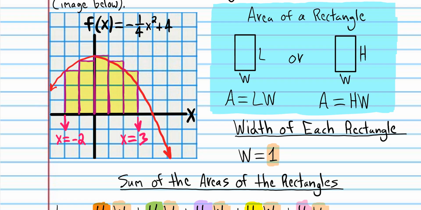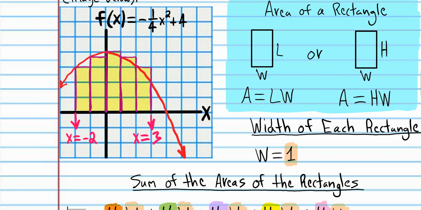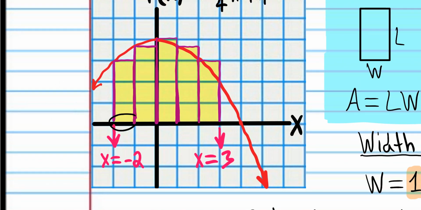We have to find the area of all of these rectangles. So we need to figure out what the width of each rectangle is. You see these black circles down here? Those are the widths. Now you can see that the width of each rectangle is 1.